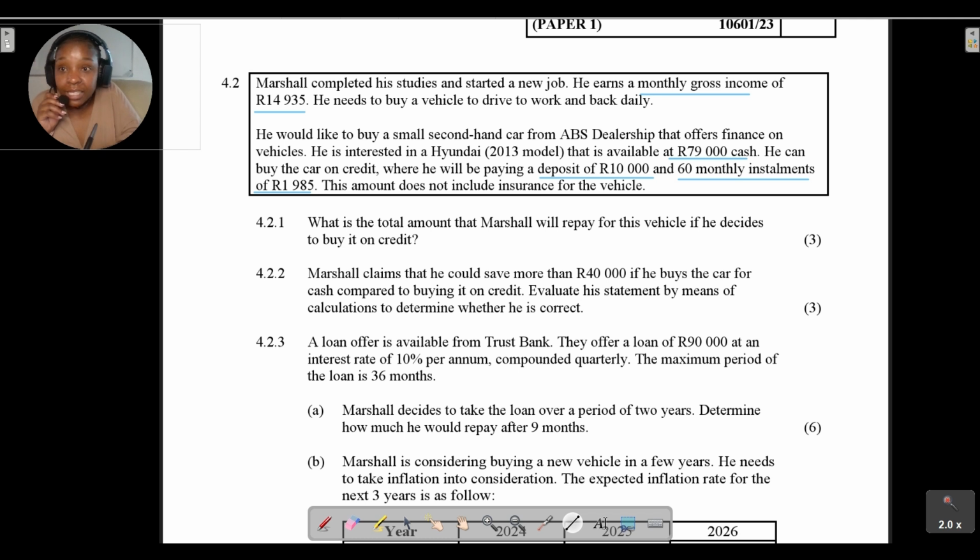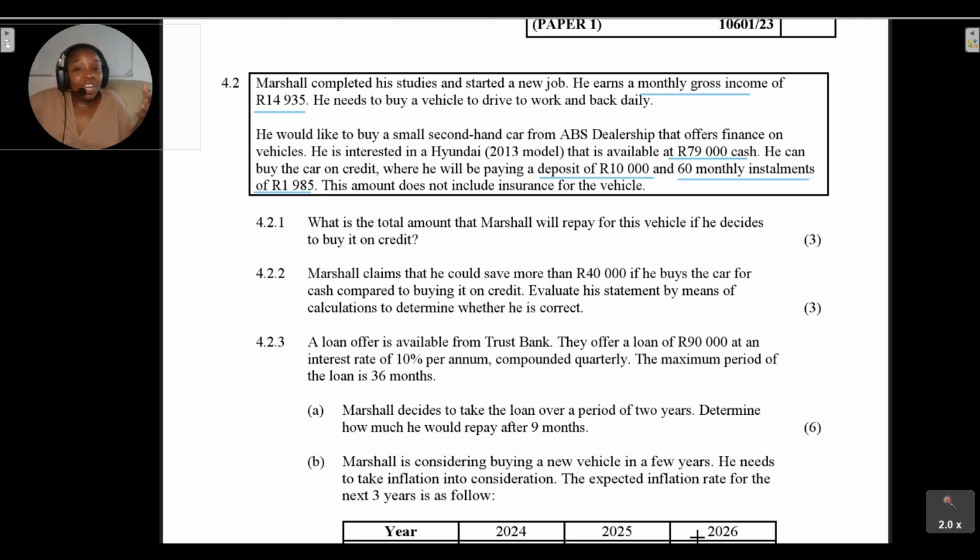Cool stuff. Now let's have a look at question 4.2.2. Marshall claims that he would save more than 40,000 if he buys the car for cash compared to buying it on credit. Evaluate his statement by means of calculations to determine whether he is correct.